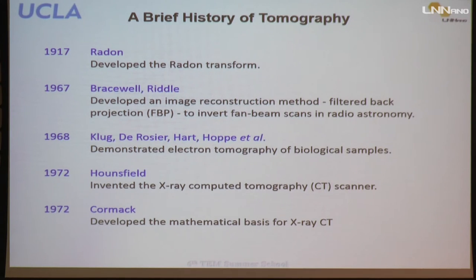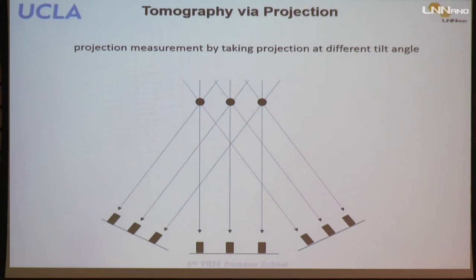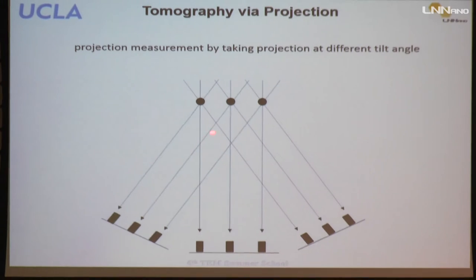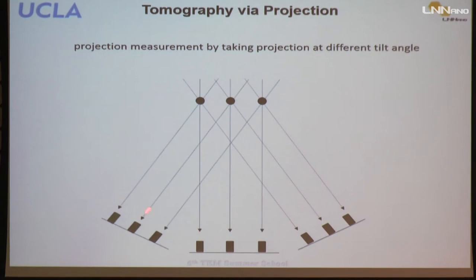So let's explain more about tomography. Here we have three dots. When you project this in this direction, you get these three peaks. When you project in this other direction, you get the same thing, three different peaks, but the spacing between these objects is slightly reduced.